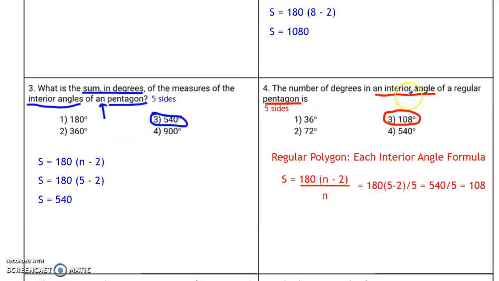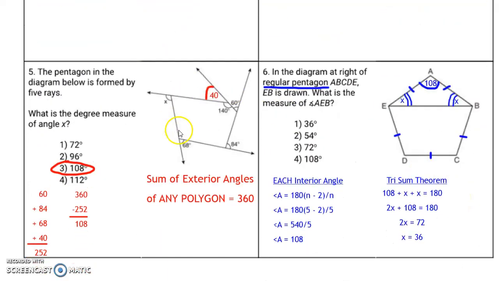The fourth one, it's asking for the number of degrees in one interior angle of a regular pentagon. Of course, the word regular means all of the angles are the same. All the angles are congruent, which means I'm going to find the sum of the interior angles, that's this part, and then I'm just going to divide by the number of angles, which is the same as the number of sides. I got 180 times (5 minus 2). Then I'm going to divide that by 5. It gives me 108.